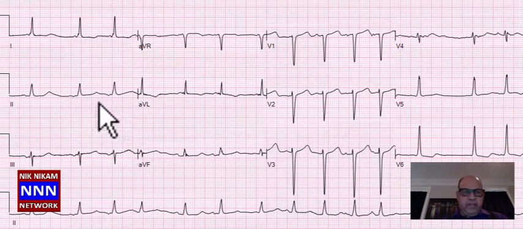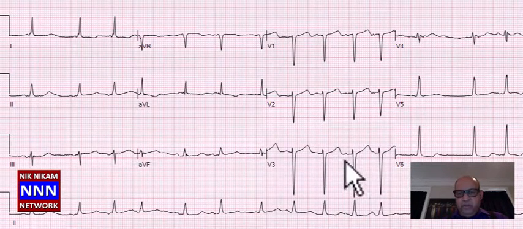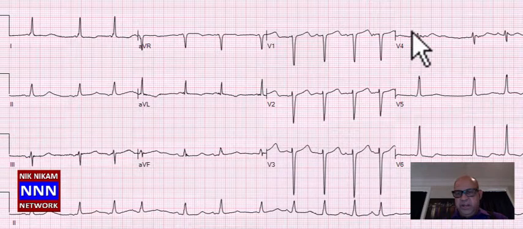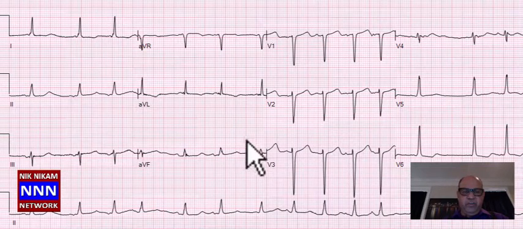And along with that, we have non-specific STT changes in the inferior leads, loss of R wave progression in the anterior leads, along with STT changes in the lateral leads. So what is our final interpretation? Sinus rhythm with premature atrial complexes, old anteroseptal myocardial infarction, along with the non-specific STT changes across the board.